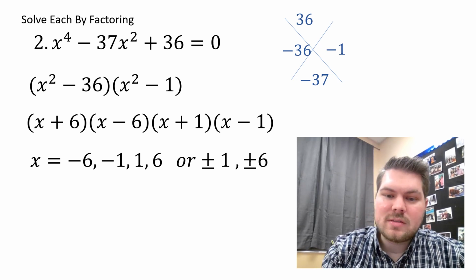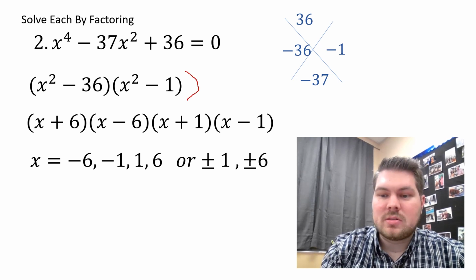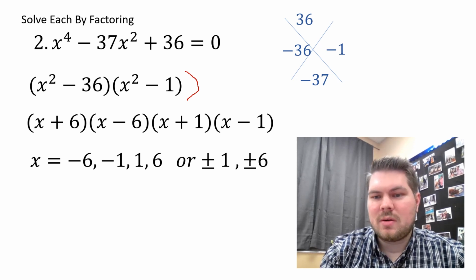You could have solved from this step too. And then when you set that equal to 0, you'll square root both sides. And the square root will be plus or minus 6, plus or minus 1.